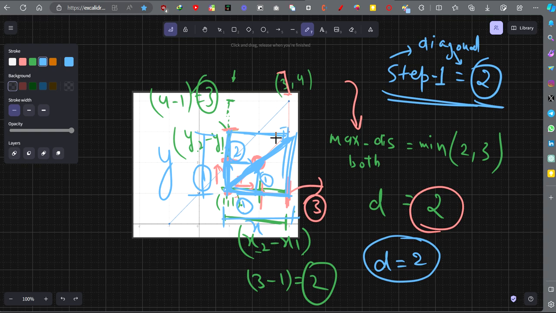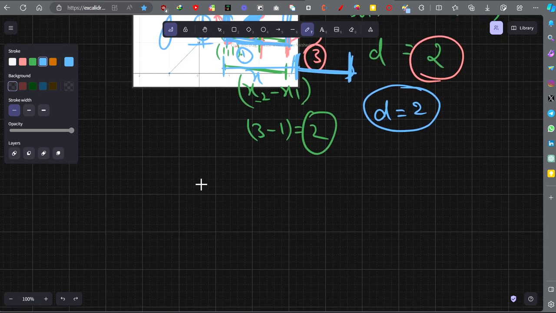But it is possible that your destination might not be at the diagonal edge point. From that particular point, you might have to go on a horizontal axis, and you might have to go on a vertical axis. So whatever extra distance you will have to cover, you will have to simply add.